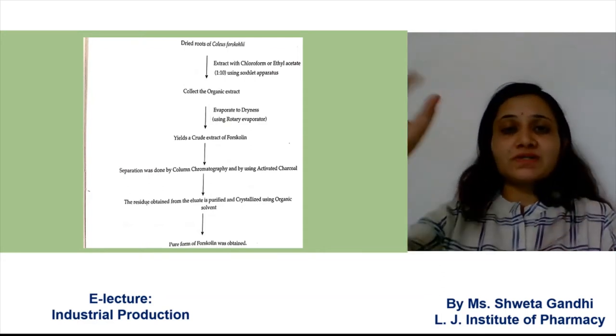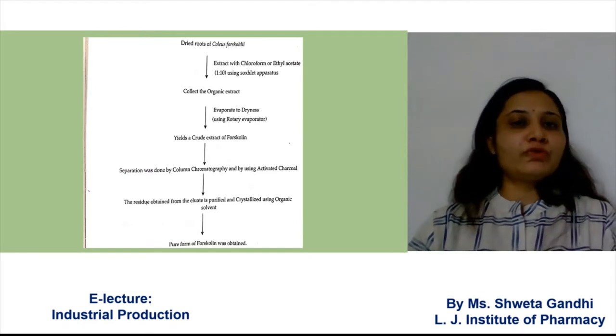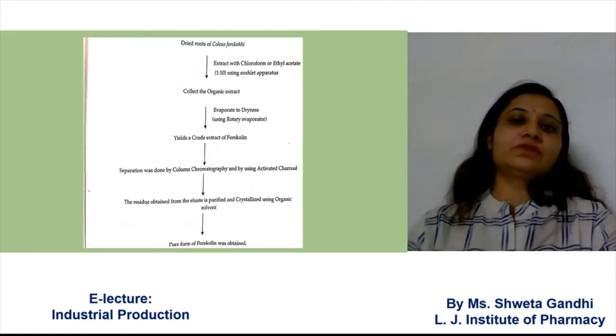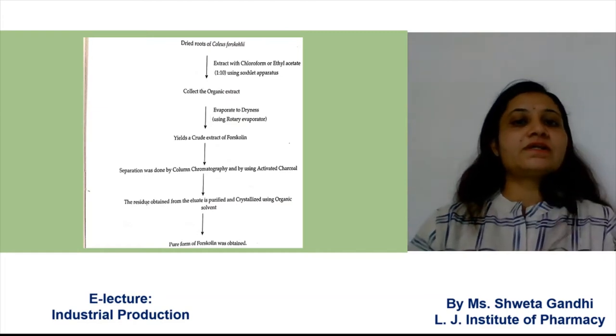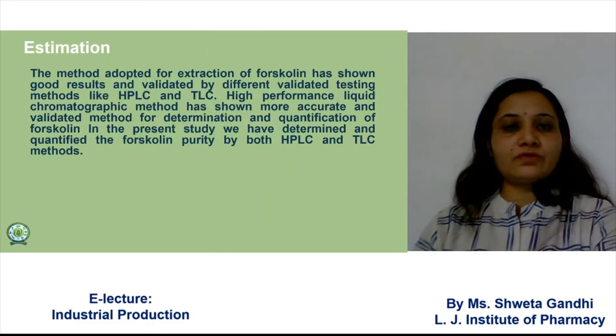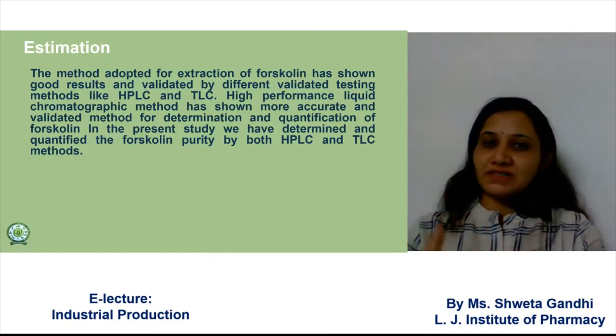So you should present the industrial production method in the form of a flowchart. The dry roots are extracted with chloroform. We collect the organic extract, dry it, and then separate by different chromatographic techniques. Now comes estimation after industrial production.